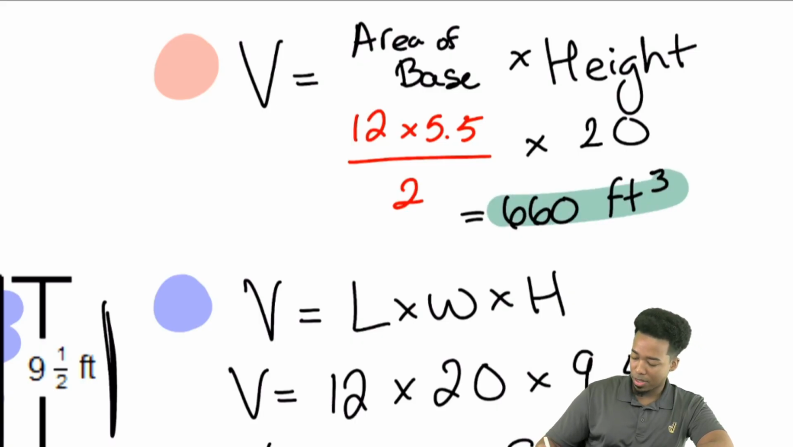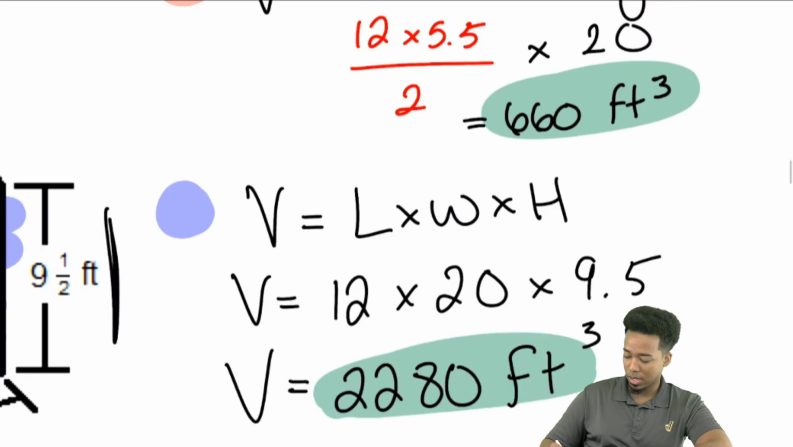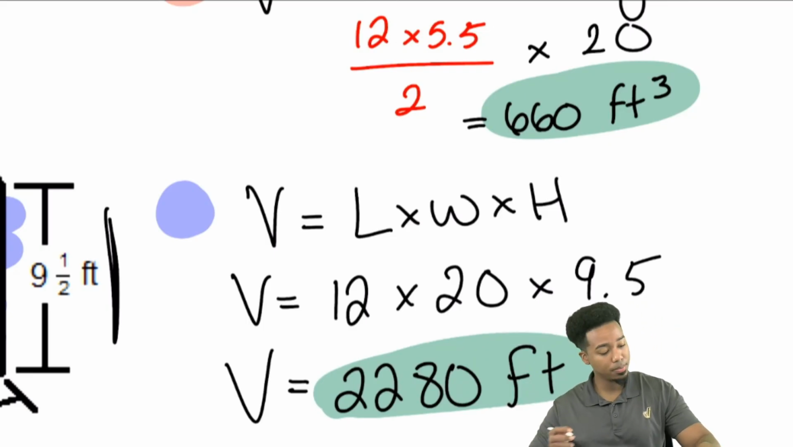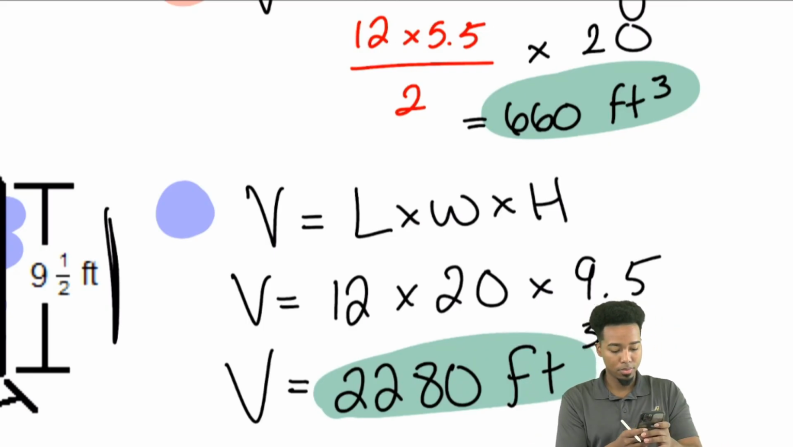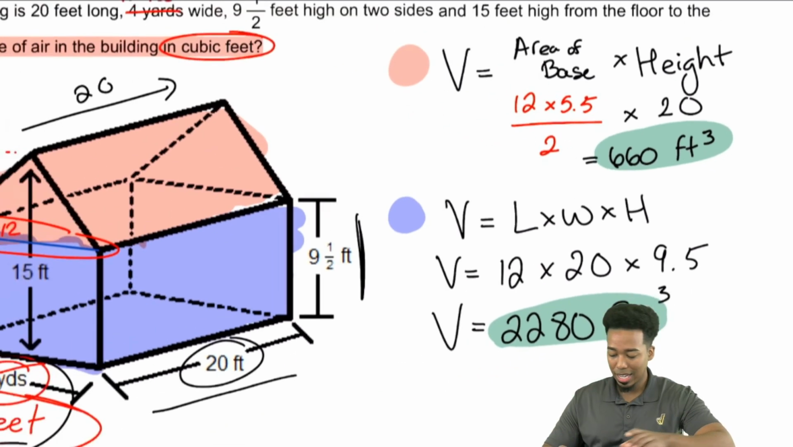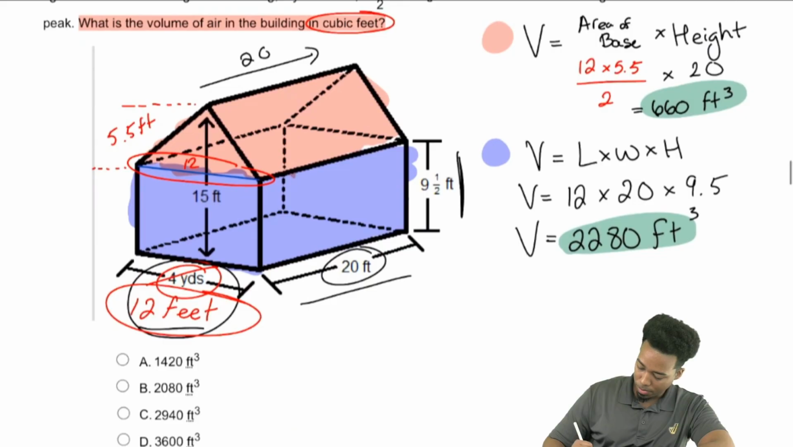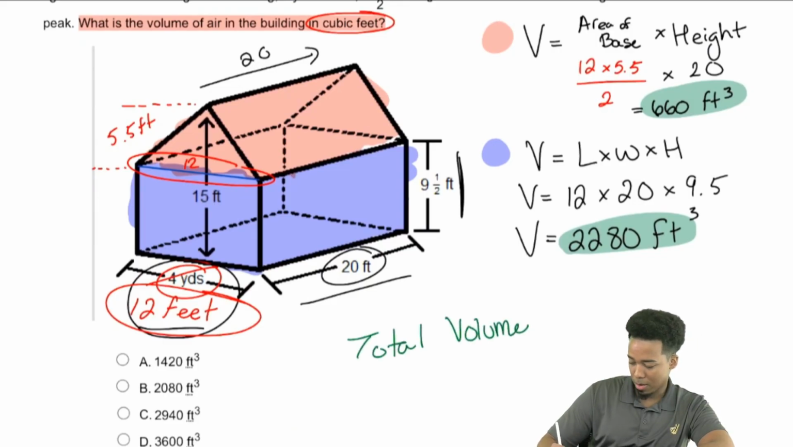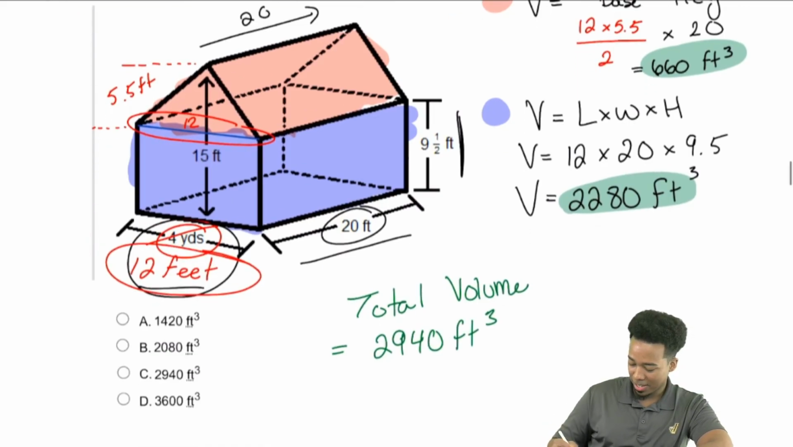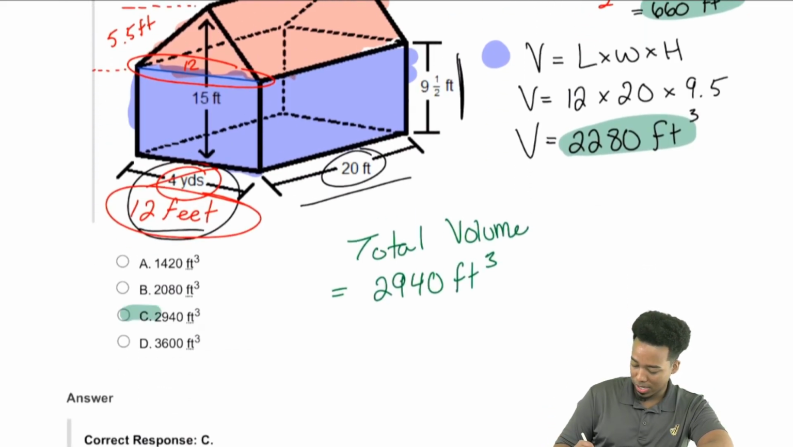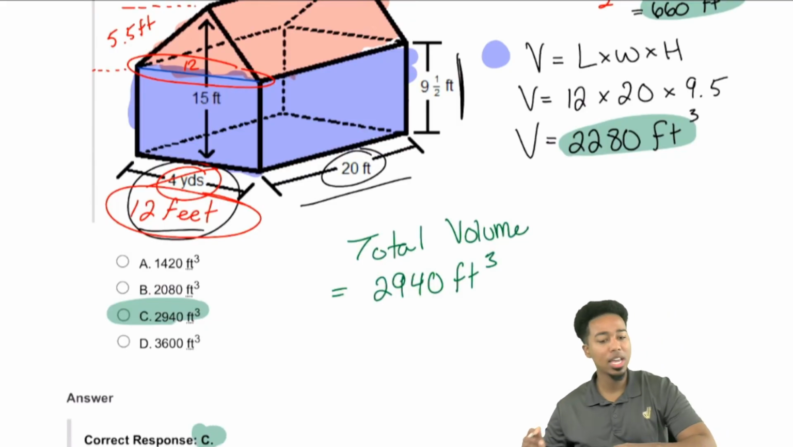So now that we have everything we need, we'll take the 660, we'll add it to the 2,280, and that's going to give us 2,940 right there. So the total volume, right here, my party people, is going to be 2,940 cubic feet. And that will be answer choice C. Booyah! And we are done.